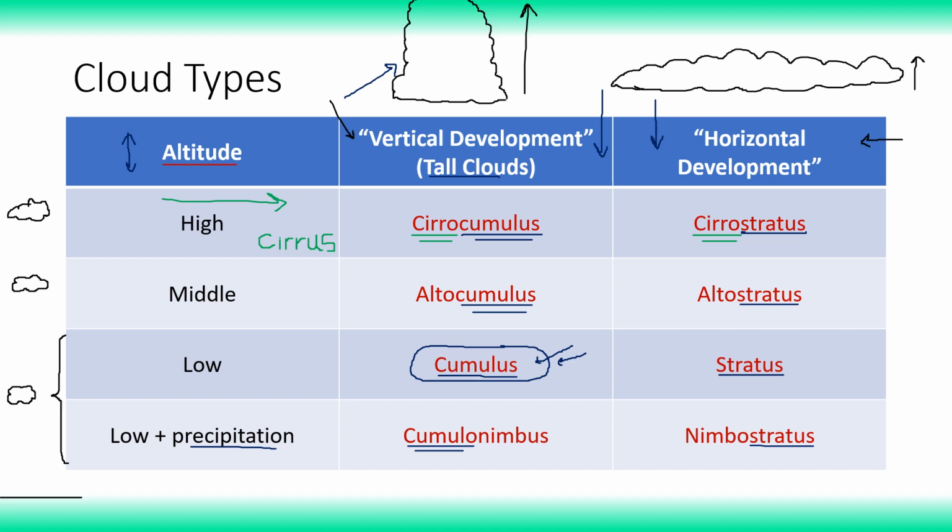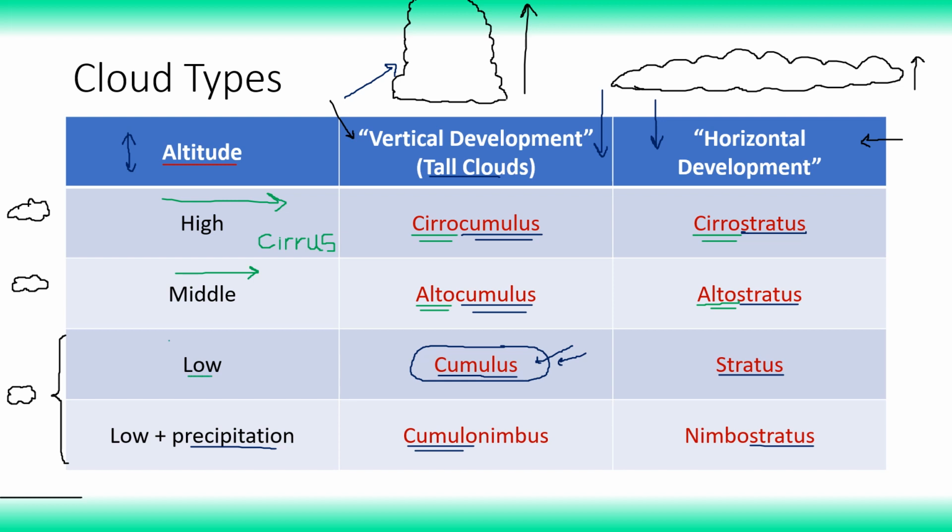Similarly, if we look at this row for the middle level ones, they've got the prefix alto stuck in front of them. So we've got altocumulus and altostratus clouds, which are just cumulus and stratus, but a little bit higher up in the atmosphere from their basic low versions.